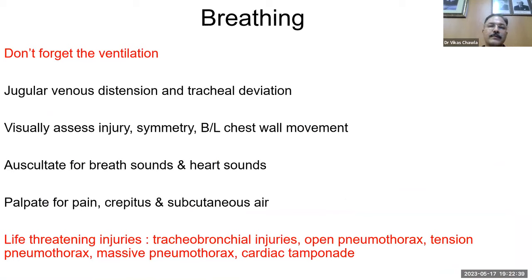Coming to the breathing comes with a caveat of ventilation. So we need to see the jugular venous distension and tracheal deviation. Visually assess the injury, symmetry of the chest, bilateral chest movement, that is, and auscultate for breath sounds and heart sounds. At the same time, we palpate the chest for pain, crepitus, and subcutaneous air. The life-threatening injuries in B should be identified, and they will be touched upon by the subsequent speaker.